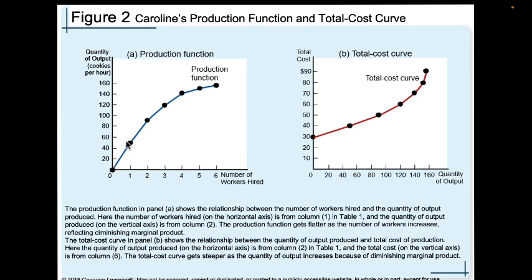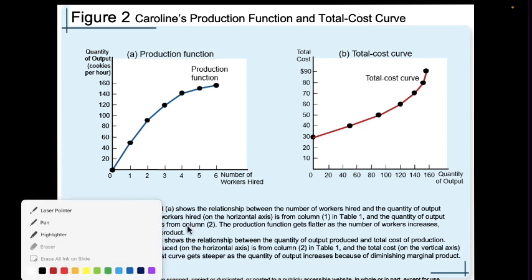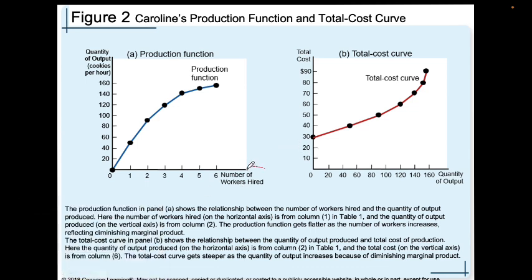Notice that the first person added 50, the second person added 40, the next person added only 30, the next person added 20. So each additional worker that was hired contributed less. Each additional person that was hired made output go up, but by a smaller amount. So the slope of this curve is flattening. Eventually it will become flat, and when it becomes flat is when you say that adding the seventh worker does not cause output to go up. So it doesn't make sense to actually hire the seventh person.